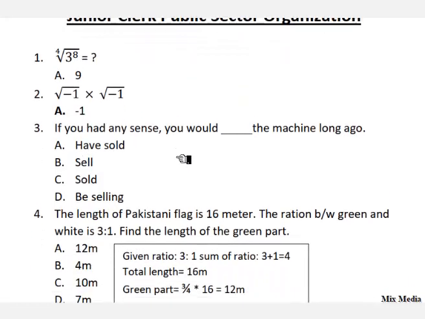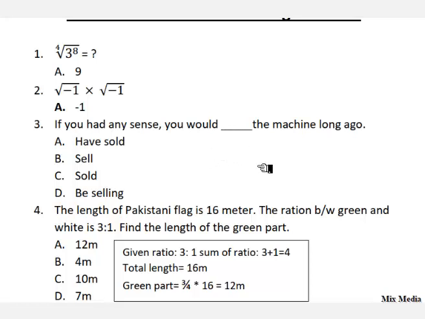Question 3. If you had any sense, you would dash the machine long ago. So the correct option here is have sold. It's the present perfect tense, past perfect tense. So we have changed this tense to would have plus main verb third form.